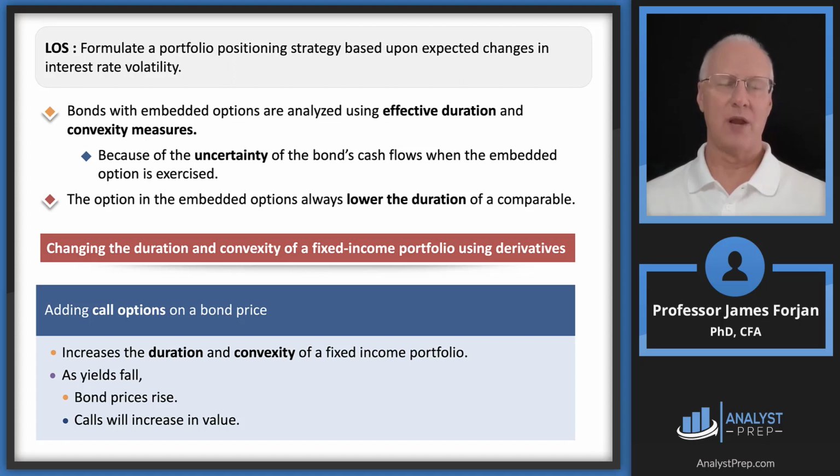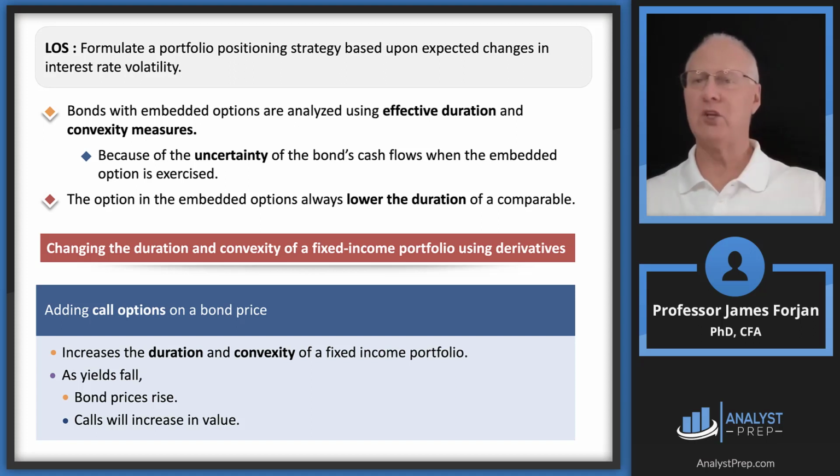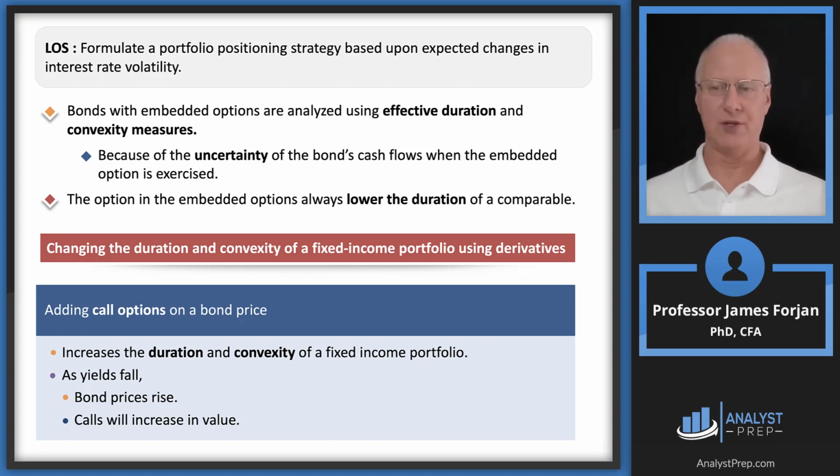Now, we need to remind ourselves that when we have bonds with embedded options, we can't use our regular old Macaulay duration. We can't modify it to come up with a modified duration, and the same applies with convexity. So we need to compute the effective duration and the effective convexity, because those two measures, and remember, they're still first and second derivatives, are going to reflect the uncertainty of those cash flows when that embedded option is exercised.